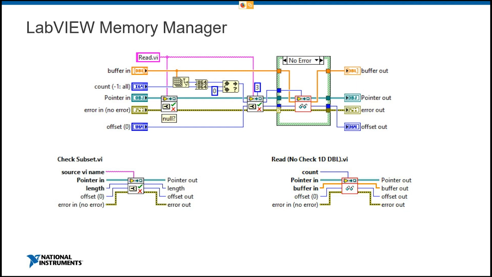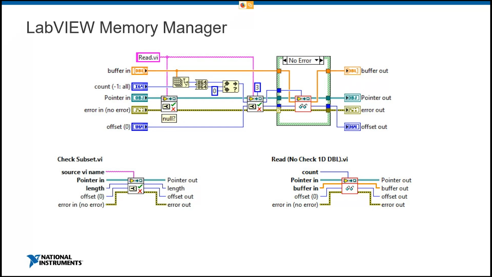The reason I have this VI with a red border is this is the one that will crash LabVIEW if you have the parameters wrong. So if you have the pointer not allocated correctly, or the buffers not allocated correctly, or the offset set too high, and you run this VI, you won't see anything, it'll just disappear.